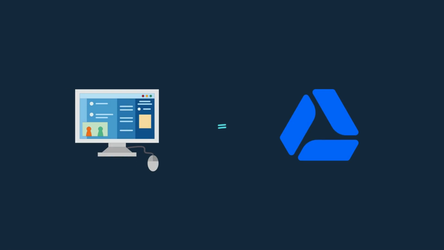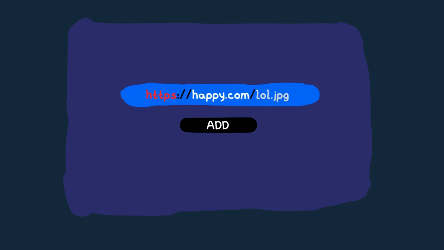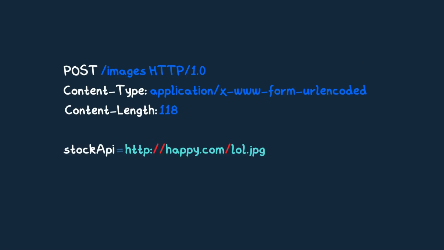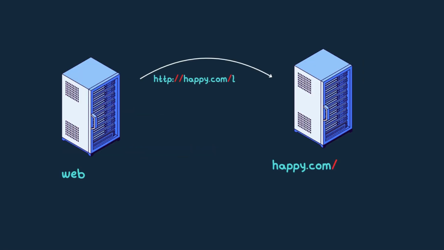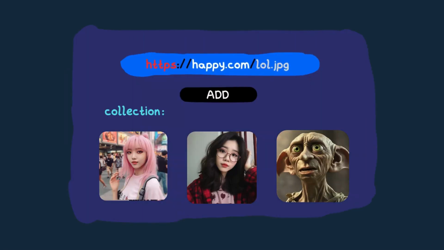Let's say you have a website, kind of like Google Drive, but it will take a URL as input and adds the image to your collection. So every time the server receives a request with the input URL, it will send the request to the image server asking for the image, and it adds the image to your collections. So what could possibly go wrong here?